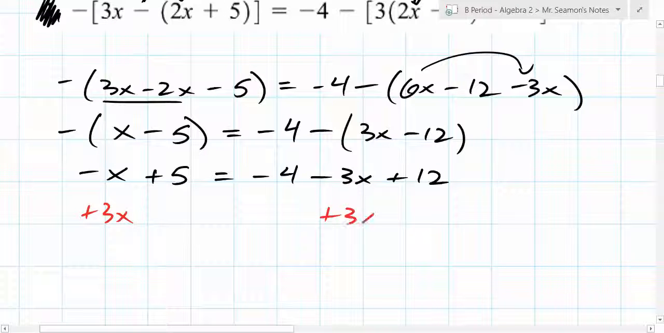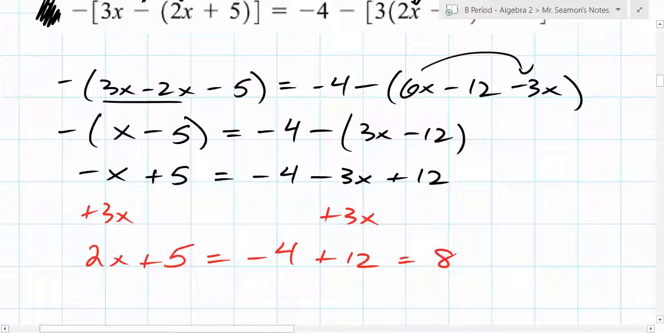Let's add 3x. So what do we get? 5 equals, let's just do one thing at a time, I guess. Oh, it's 2x plus 5, right? Yeah. Equals negative 4 plus 12. What's negative 4 plus 12? 8.